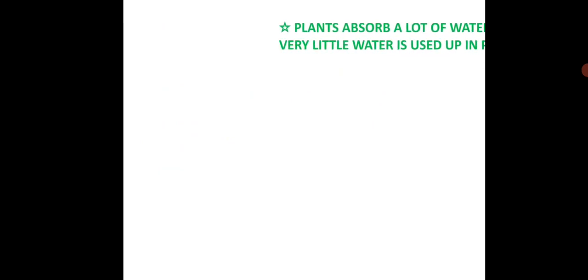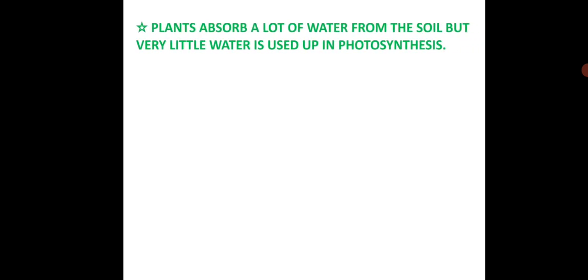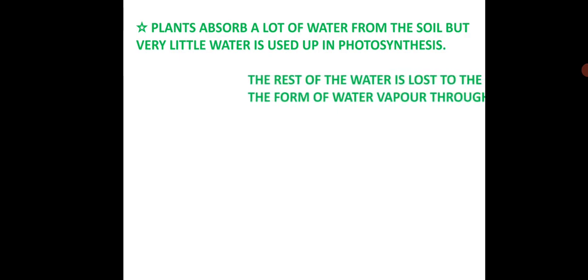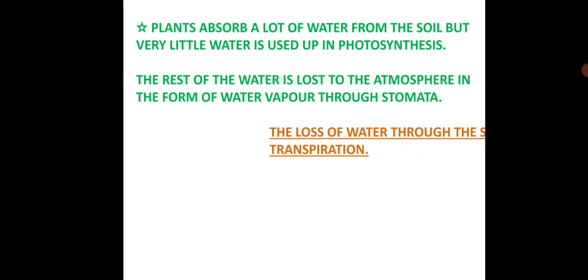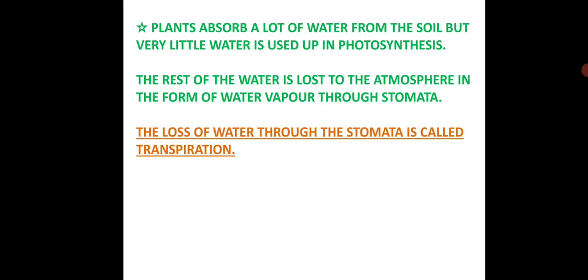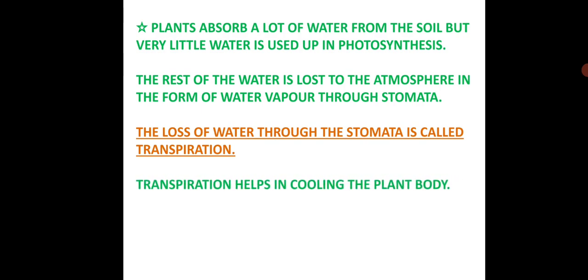Next function is transpiration. Plants absorb a lot of water from the soil, but very little water is used up in photosynthesis. The rest of the water is lost to the atmosphere in the form of water vapor through stomata. The loss of water through the stomata is called transpiration. Transpiration helps in cooling the plant body, just as loss of water during sweating helps us to keep cool.